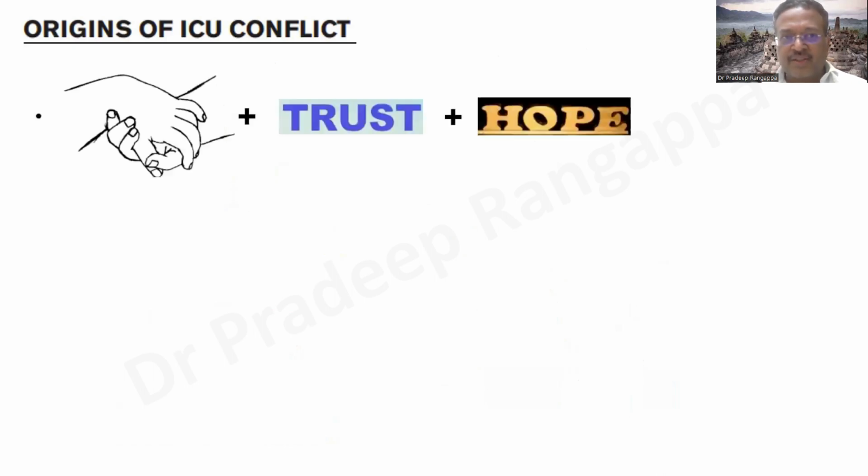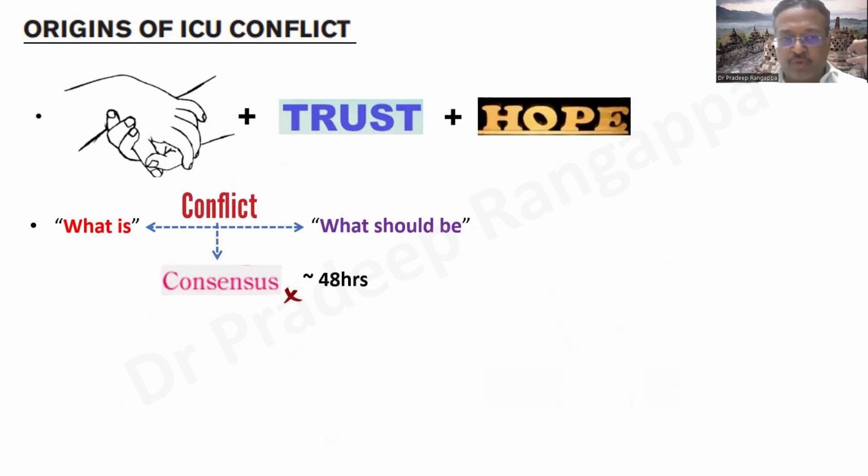So what are the origins of ICU conflict? We need to bear in mind that for any ICU patient, there are three important aspects which we need to emphasize. One is the compassionate care that we give to the patient, the trust that the patients have in us whilst we are treating, and the hope that we are creating for the patients. These three form important tenets or pillars whenever we are caring for the patient in ICU. So why does conflict arise? Conflict arises when there is a divergence between what the clinical situation is and what the clinical situation should have been.